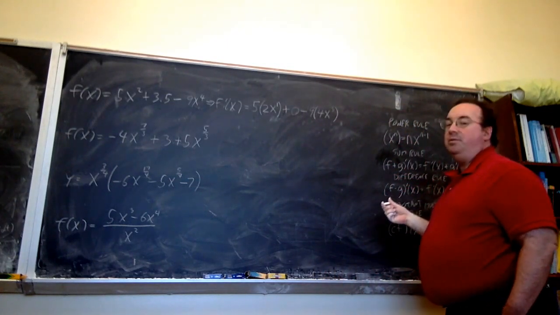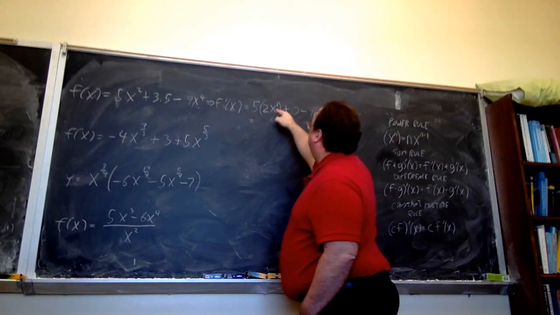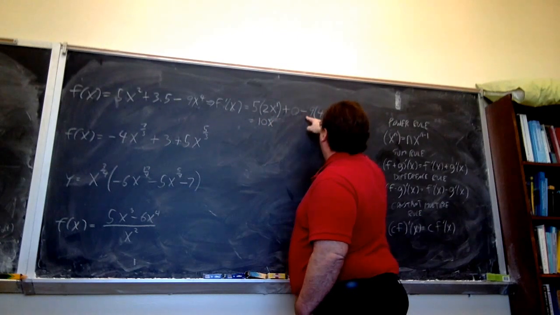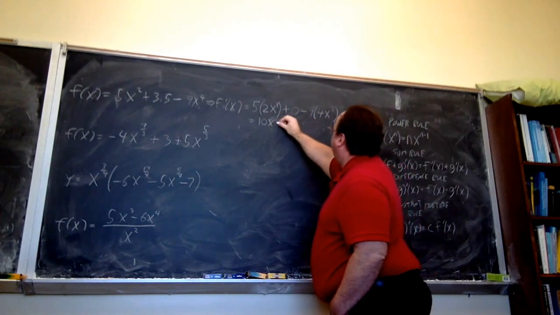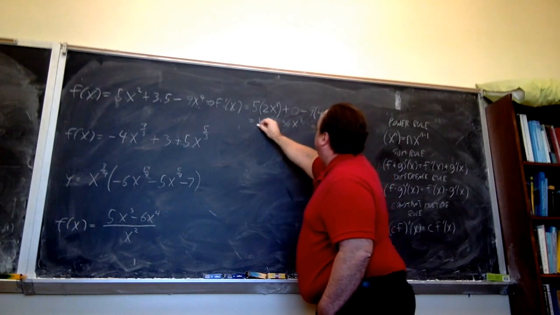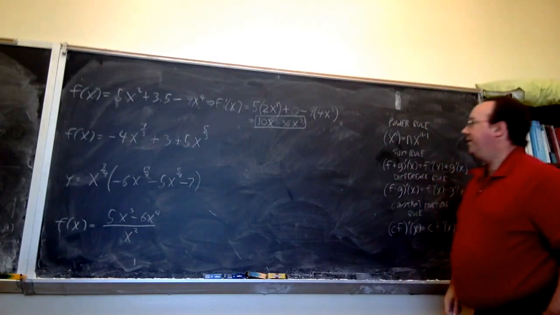And now all we have to do is simplify. So x to the first is the same thing as x. So we would have 10x. And then minus 9 times 4 is 36x cubed. So that is the final answer for that one.